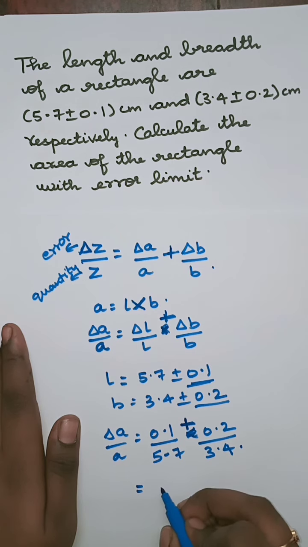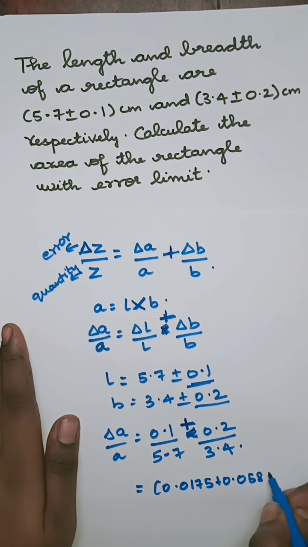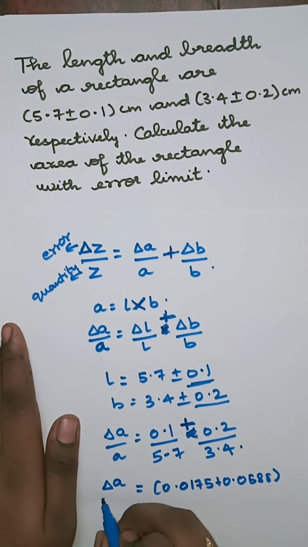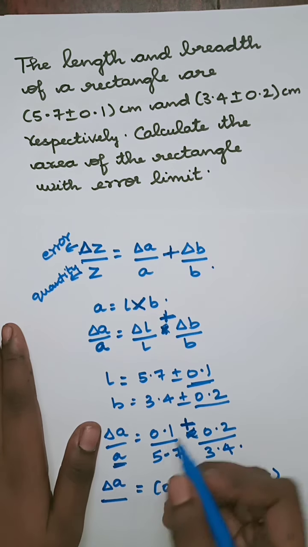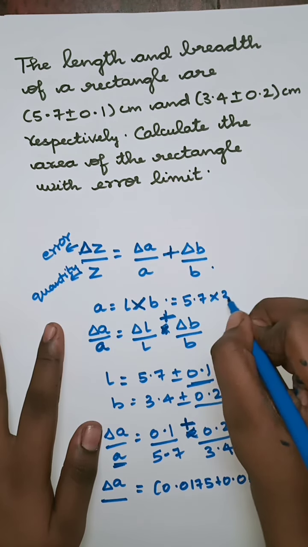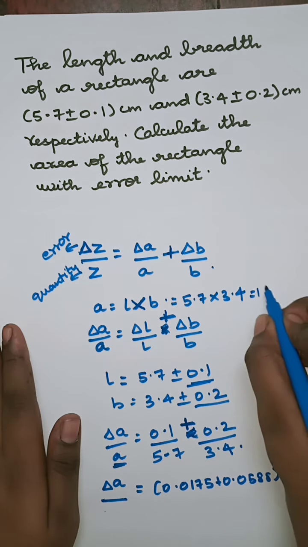So if you add, what will you get? 0.0175 plus 0.0588. One more thing I am going to do: I know the area. They have given me the length 5.7 and the breadth 3.4, so the area is equal to 19.4.